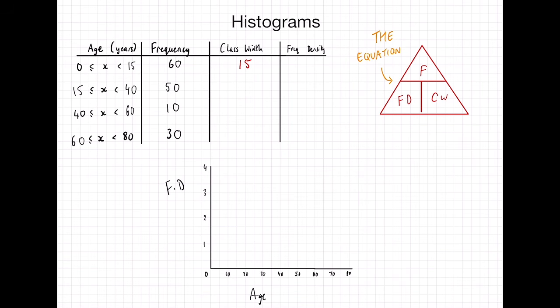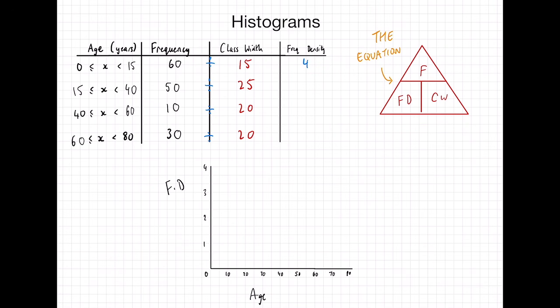So 0 to 15 is obviously just going to be 15. 15 to 40 is going to be 25. 40 to 60 is 20, and finally 60 to 80 is also 20. Now using this equation, frequency density is frequency divided by class width. So by drawing it in this order, it makes it very easy to just do the calculation.